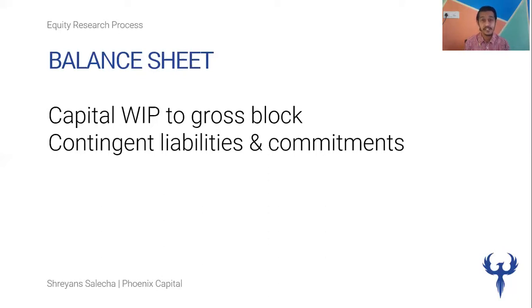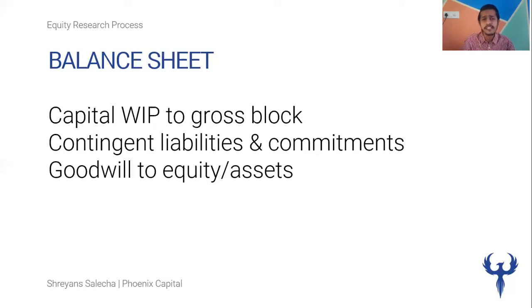An increasing figure or even a significant amount of contingent liabilities and commitments might indicate that there are risks related to the solvency of the company that are not really evident on the face of the balance sheet. So which is why this becomes extremely important.